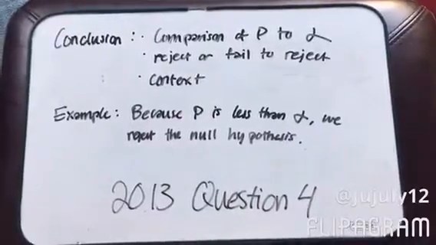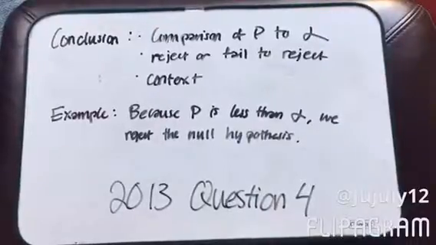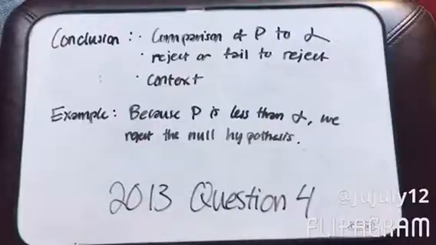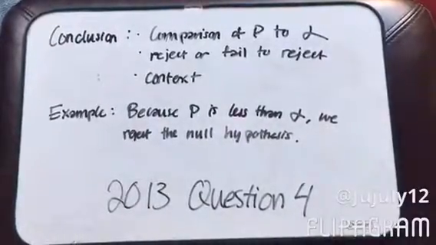An example problem from a released AP exam that deals with chi-square test for two-way tables is on the exam for 2013, and it's question 4.